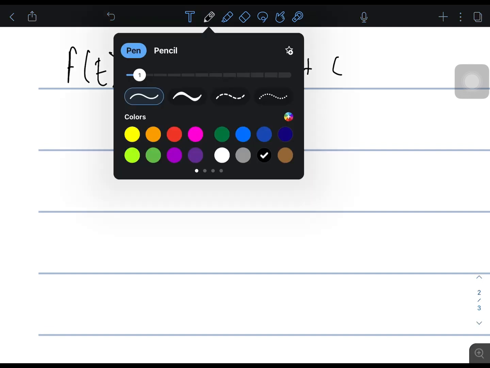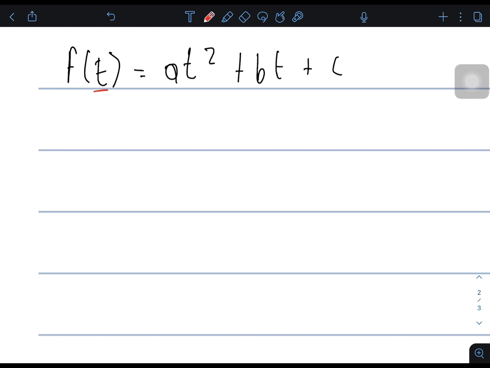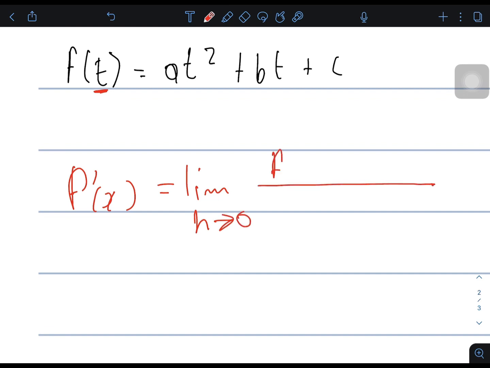When you are told to differentiate f of t, it means t is basically x. So the formula for f of t would be like this. f prime of t is going to be the limit as h approaches 0 of f of t plus h minus f of t over h.